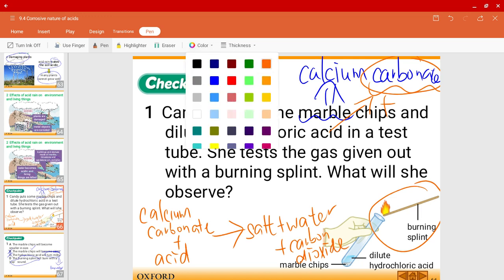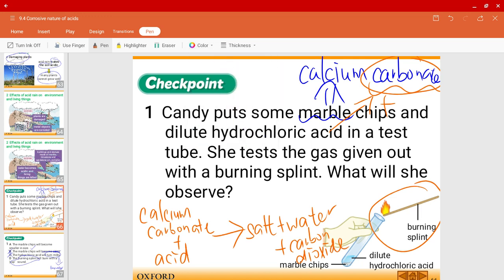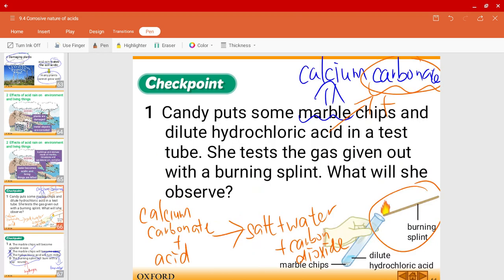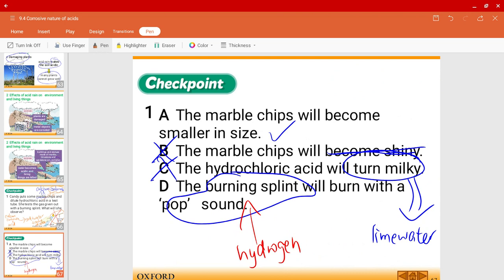So I want to ask you, this pop test is for what type of gas? Yes, this is for hydrogen. Do you see hydrogen anywhere in the word equation? No. So for the burning splint test, there will be no pop sound formed because there is no hydrogen to begin with, right? So the answer is A.